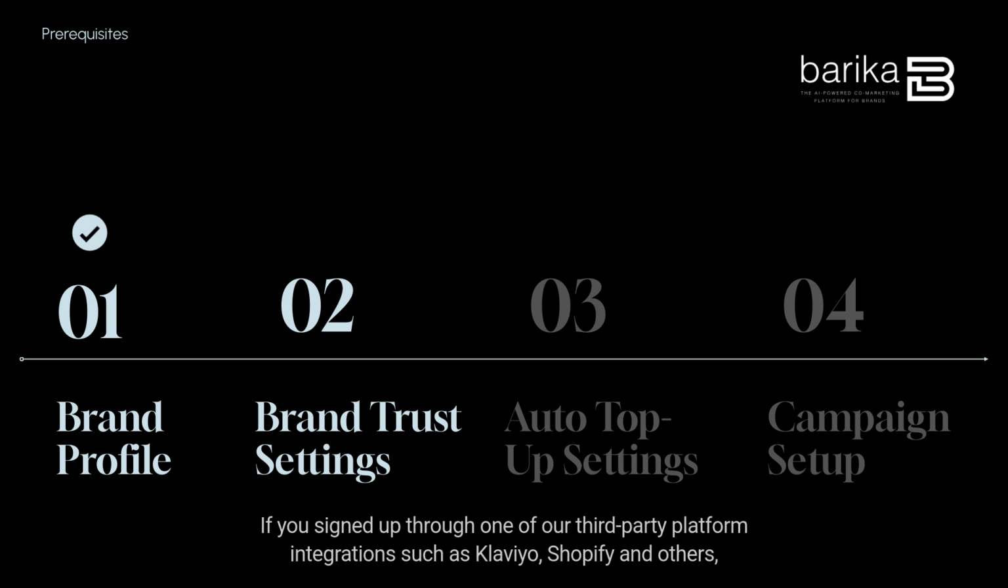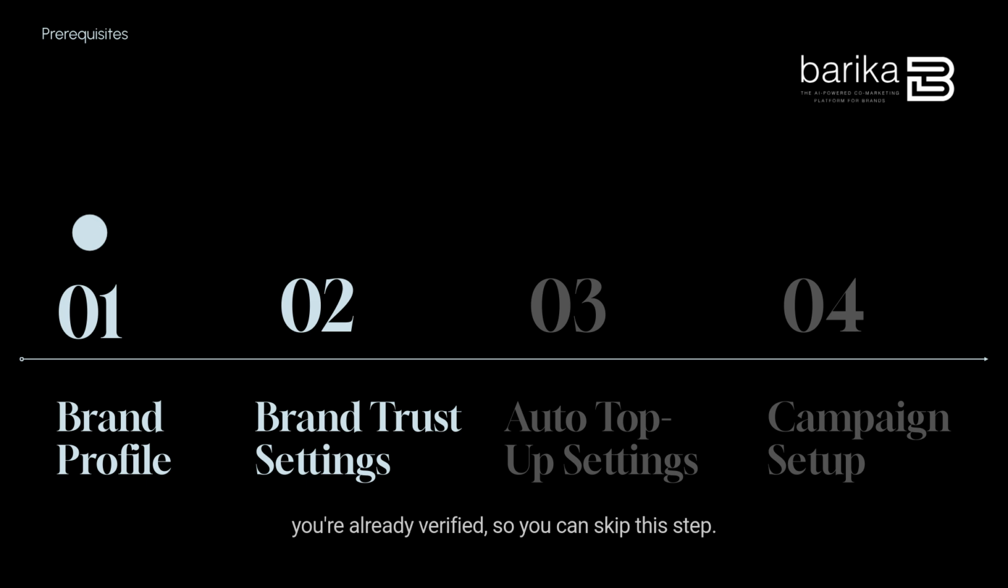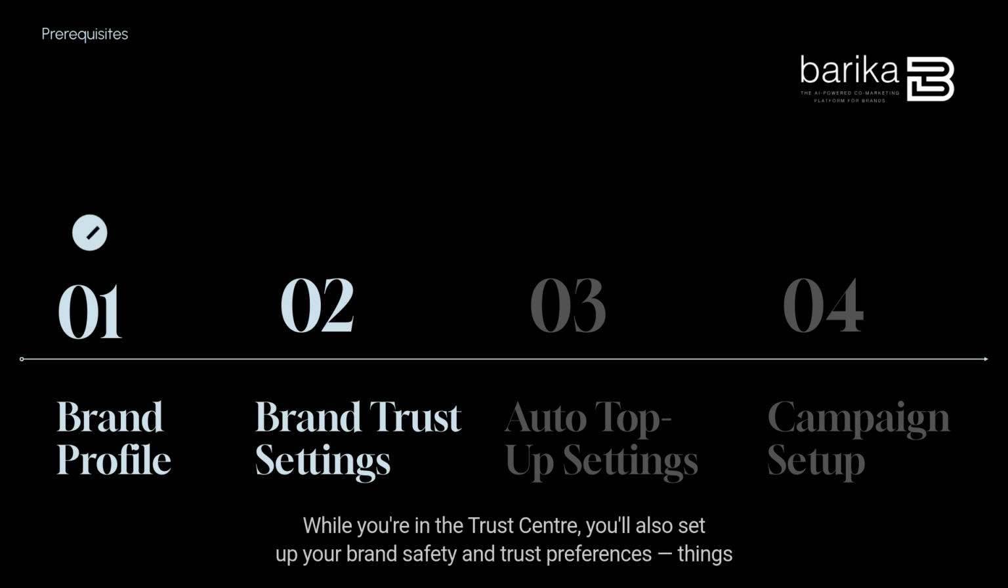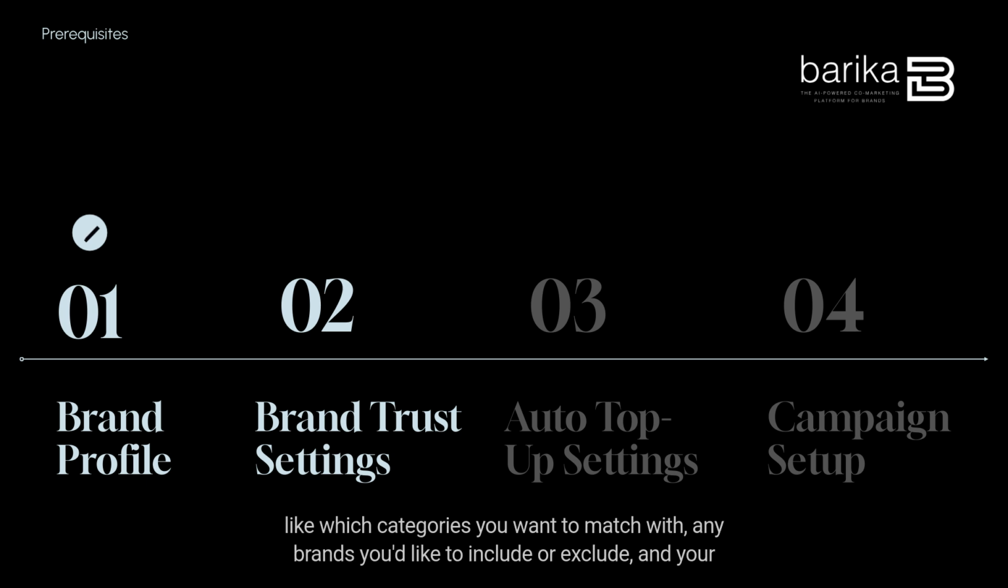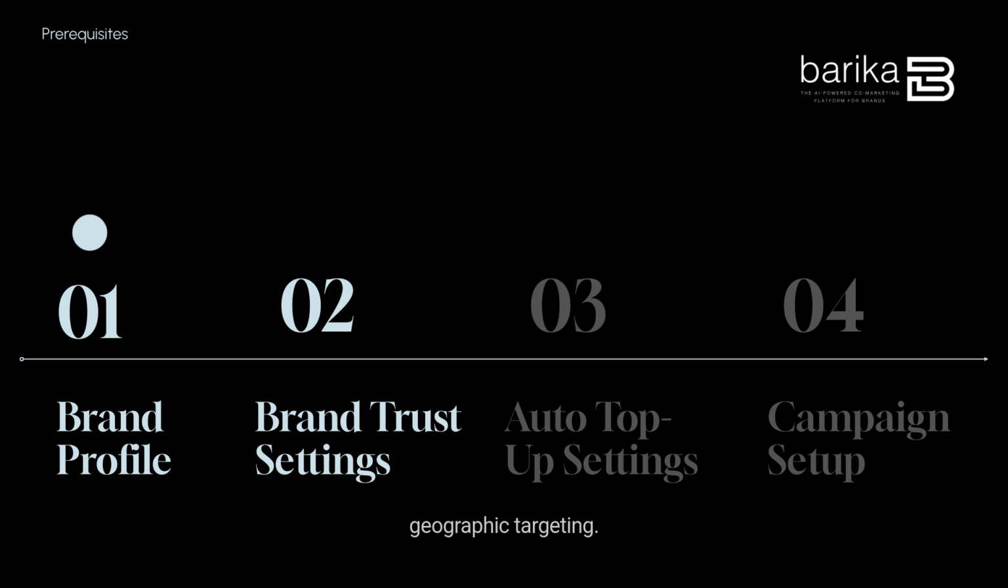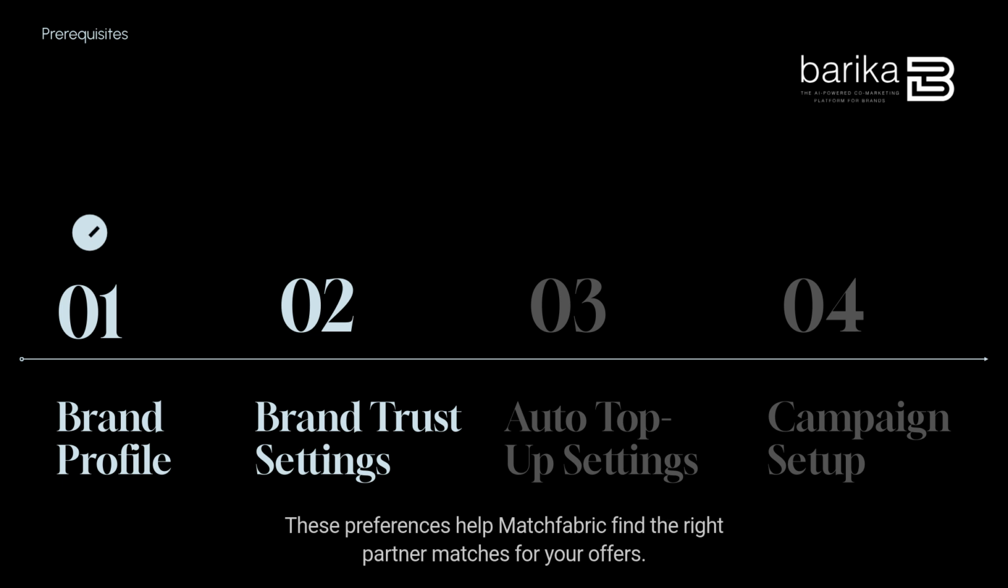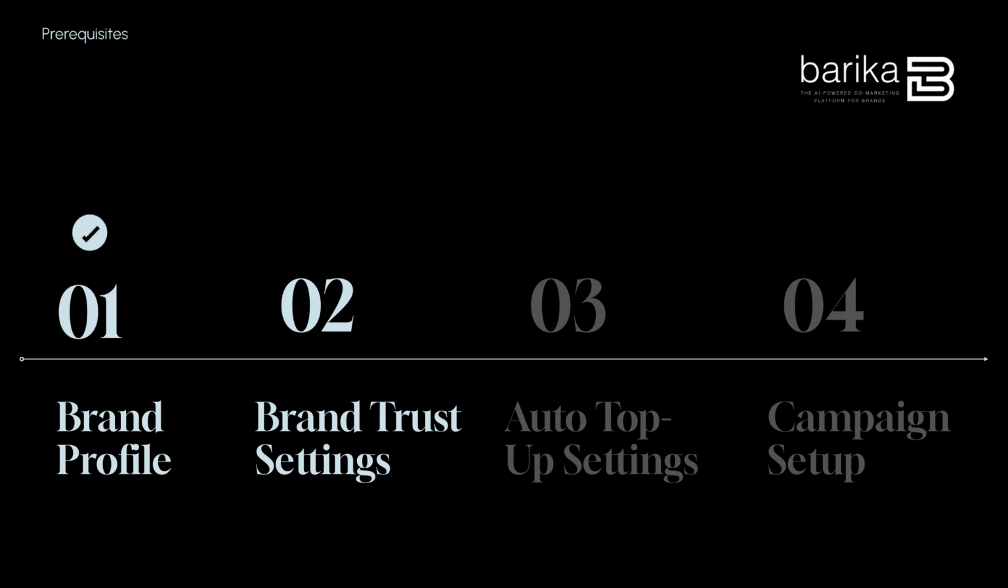If you signed up through one of our third-party platform integrations, such as Klaviyo, Shopify, and others, you're already verified, so you can skip this step. While you're in the Trust Center, you'll also set up your brand safety and trust preferences, things like which categories you want to match with, any brands you'd like to include or exclude, and your geographic targeting. These preferences help Match Fabric find the right partner matches for your offers.